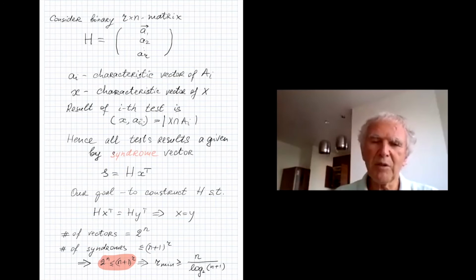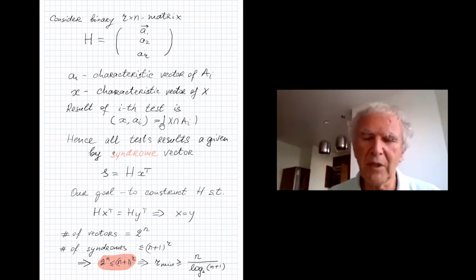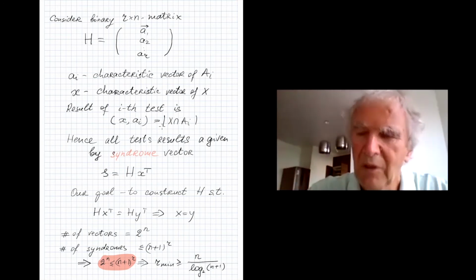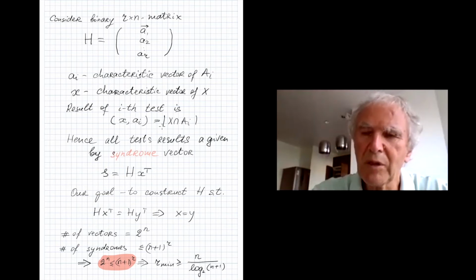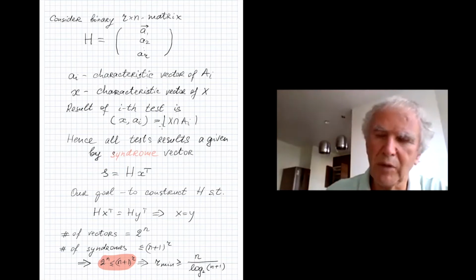The Hamming distance between vectors x and a_i is the weight of x, I mean the number of ones in x, plus the weight of a_i, minus 2 times the cardinality of their intersection. And we know the cardinality of their intersection. Of course, we know the cardinality of a_i because it's what we decided to choose. And the only unknown thing is the cardinality of x. For this, we need to ask one question. What is the intersection with the whole space? Or what is the scalar product with the vector of all ones?